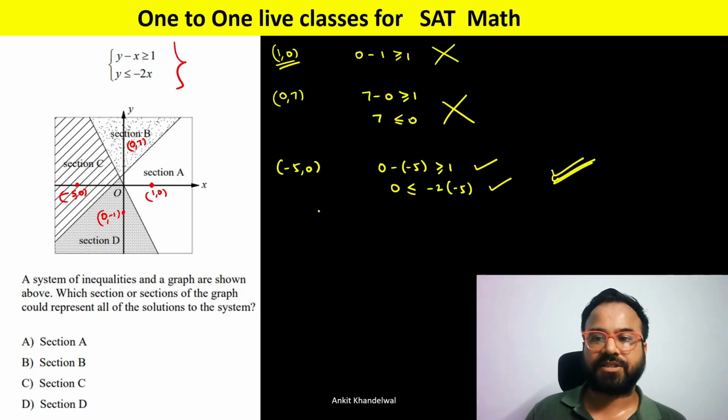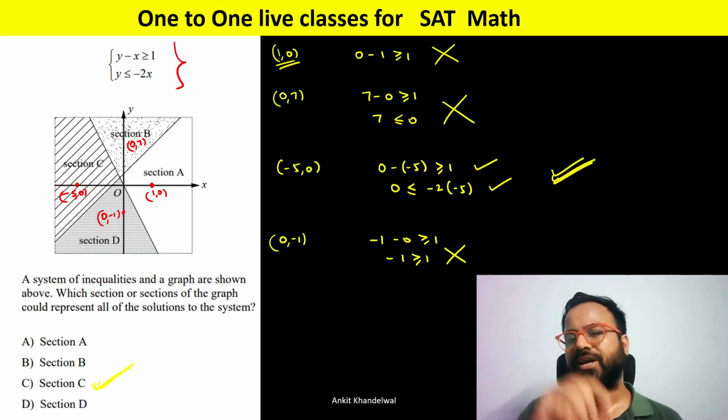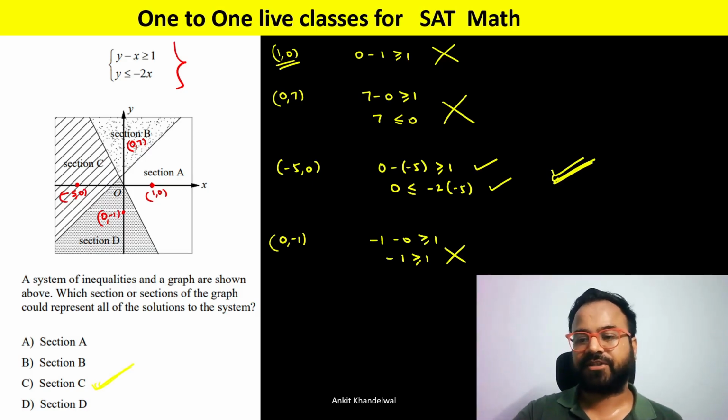If you check section D also, let's check section D. 0 comma minus 1. If you put x as 0, y as minus 1, so minus 1 minus 0 greater than or equal to 1. So minus 1 greater than or equal to 1. It is false. So section D is not the correct answer. So only section C. Only one point you have to pick and check which one is working.